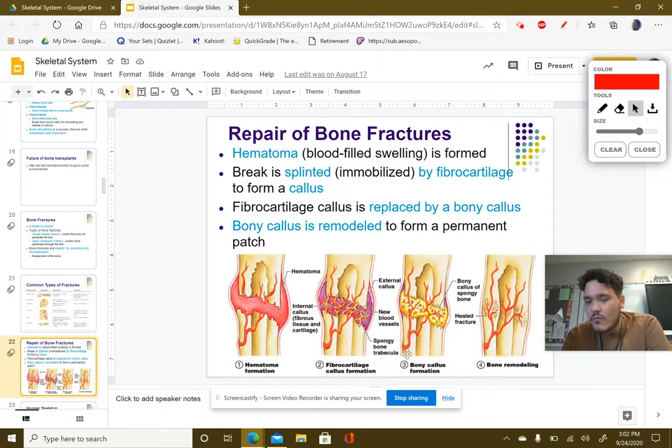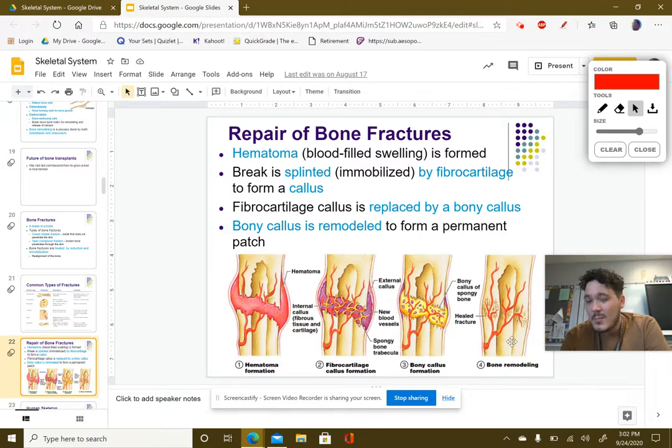Now, the callus, over months, weeks, depending on how bad the injury is, will then start to be replaced by what's called a bony callus. So this is more bone than anything else. Finally, the bony callus is going to be remodeled and forms a permanent patch, so it fuses together with the rest of the bone.